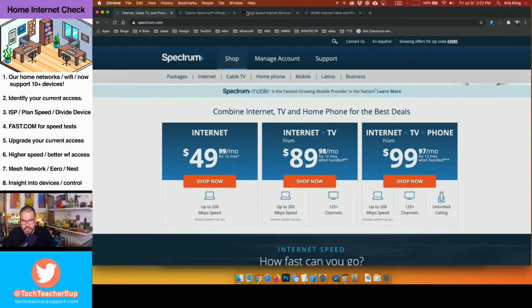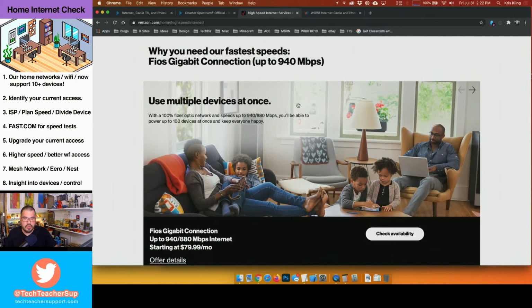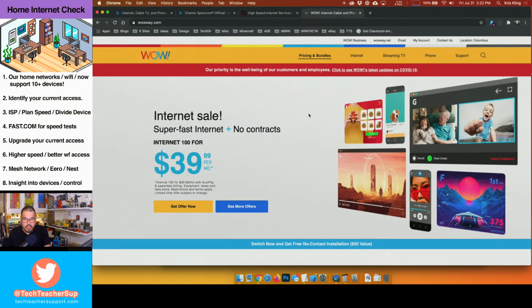I'm going to go over here. Here is Verizon. Verizon has speeds up to 940 megabits. Here we go over at WOW. WOW is saying $39.99 a month for 100 megabits. So as you can see already in my neighborhood, there are 3 companies and different prices and different speeds. So figure out what you're paying for. That way it's easy to compare when you want to upgrade.